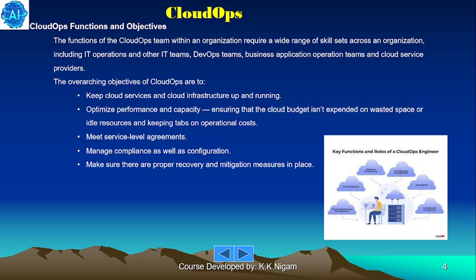The overarching objectives of CloudOps are to keep cloud services and cloud infrastructure up and running, optimize performance and capacity, ensure that the cloud budget isn't expended on wasted space or idle resources, and keep tabs on operational costs. Meet service level agreements, manage compliance as well as configuration, and make sure there are proper recovery and mitigation measures in place.